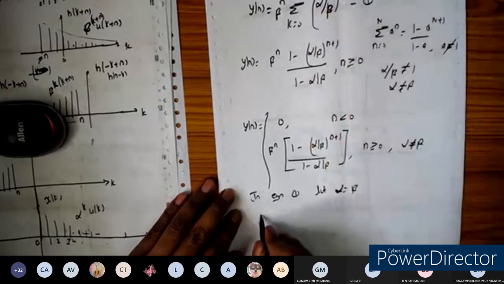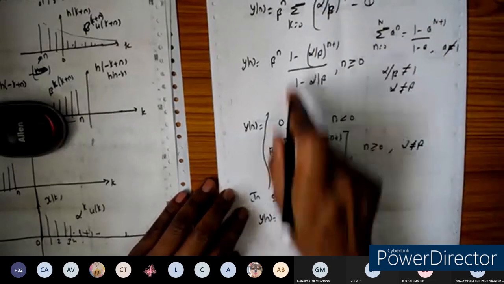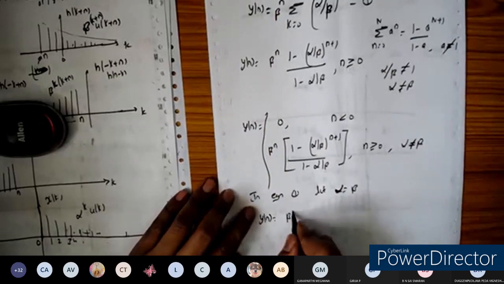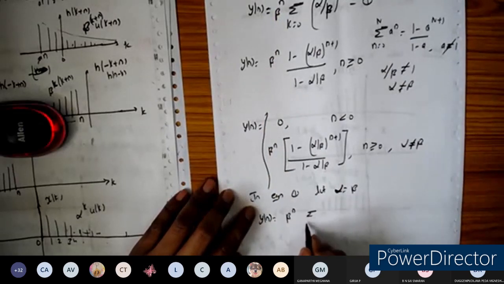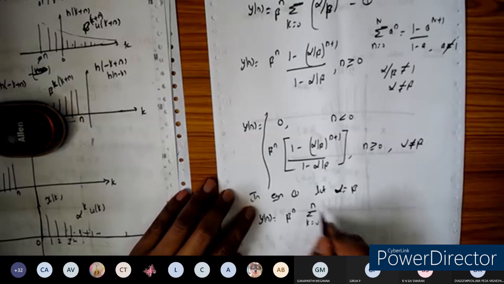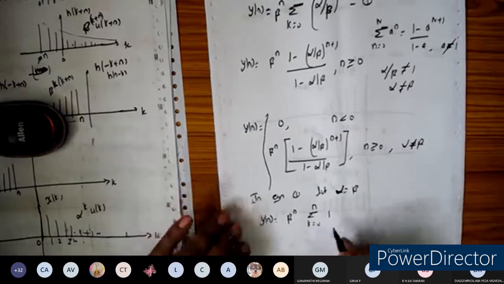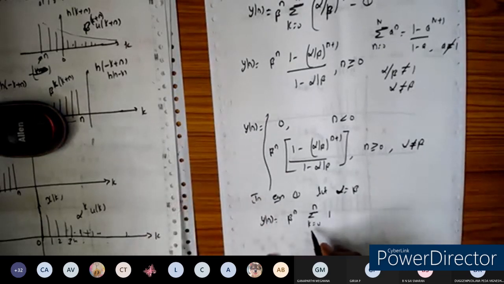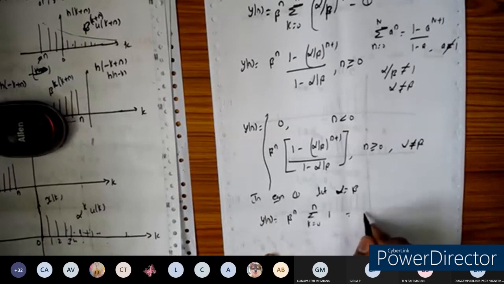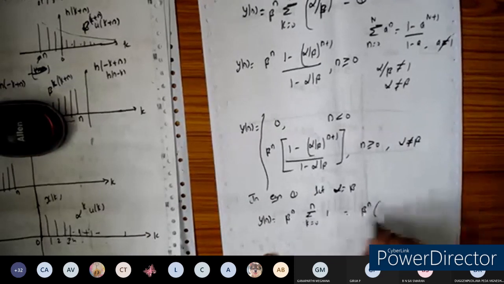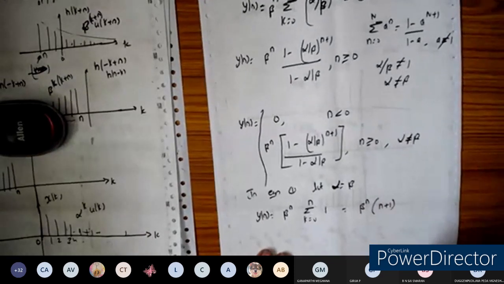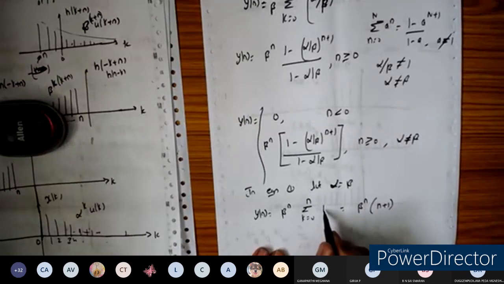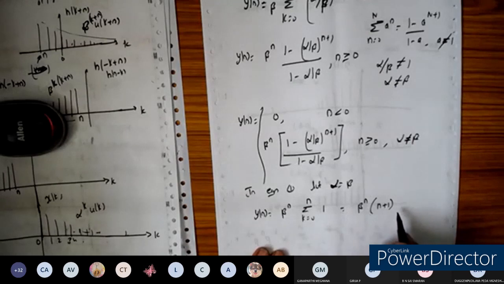So y of n is equal to beta to the power of n, keeping beta as beta only, times the summation for k is equal to 0 to n of 1. When I add the 1 from 0 to n, this becomes beta to the power of n into n plus 1. If I add k is equal to 0, it is 1, k is equal to 1, it is 1, and so on, this becomes n plus 1.